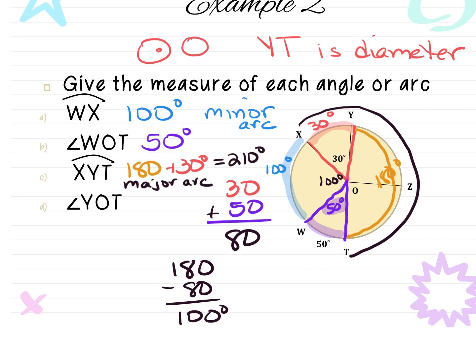And then the last one wanted me to find the measure of YOT. And angle YOT, well, I just did this. This is the semicircle arc. So it's the straight angle. So angle YOT is 180 degrees.